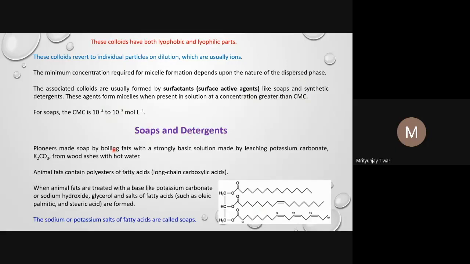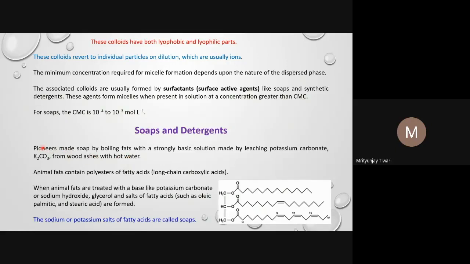Soaps and detergents. The pioneers made soaps by boiling fat with strongly basic solutions made by leaching potassium carbonate, K2CO3, from wood ashes with hot water. Wood ashes already contain K2CO3. If you pass hot water through, this K2CO3 will dissolve in the hot water. Then you take out this hot water and add it to a boiling fat, and it will form the soap. This is how people first made soaps.